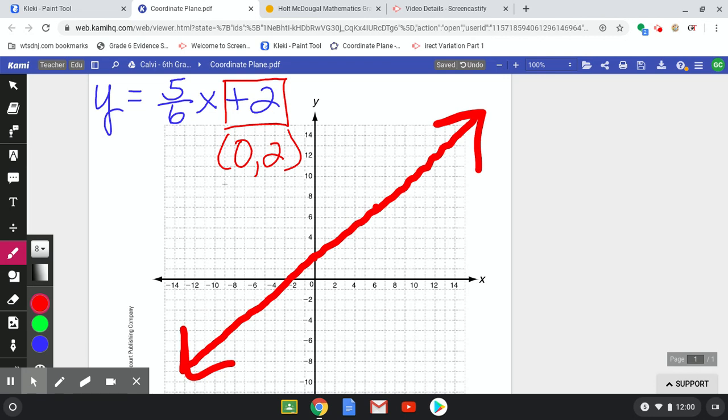So if you had your line as a negative slope and yet your slope is supposed to be positive, that would be a red flag. So make sure you're doing that double check.